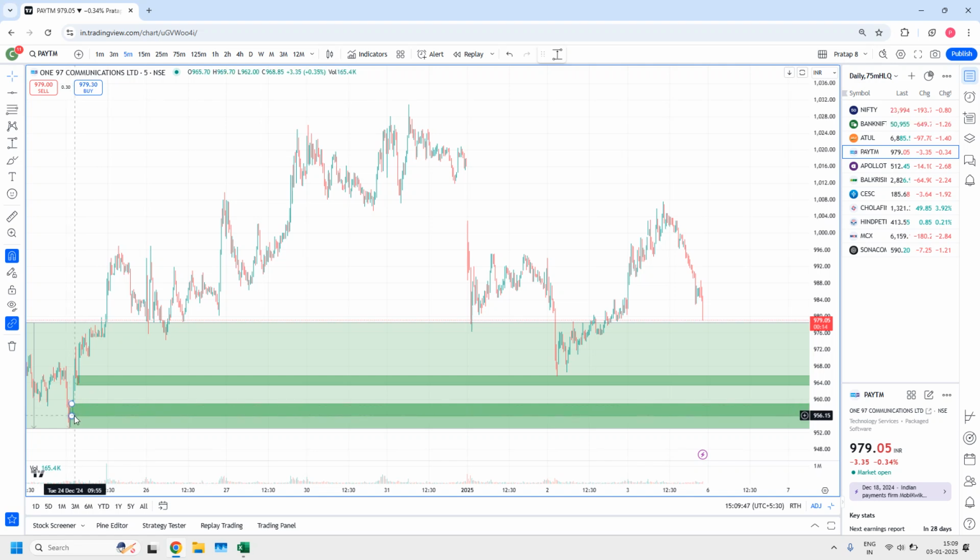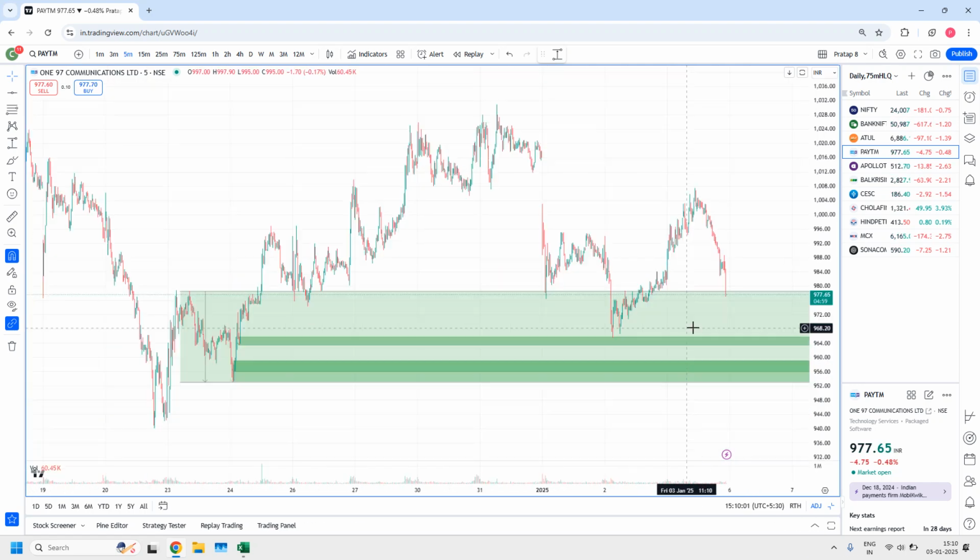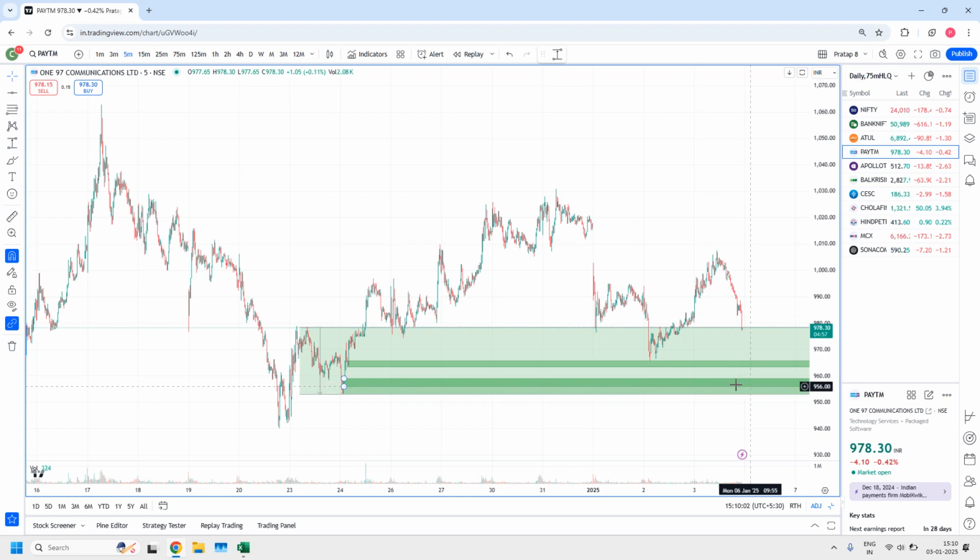But here you have a fresh zone. And moreover, it is a fine-tuned 5-minute zone. But before prices reach it, this 5-minute zone has to be violated. Until then, you won't get a trade opportunity in this fine-tuned 5-minute zone.